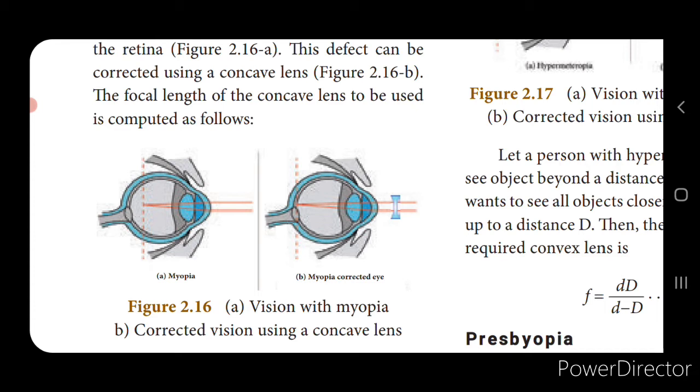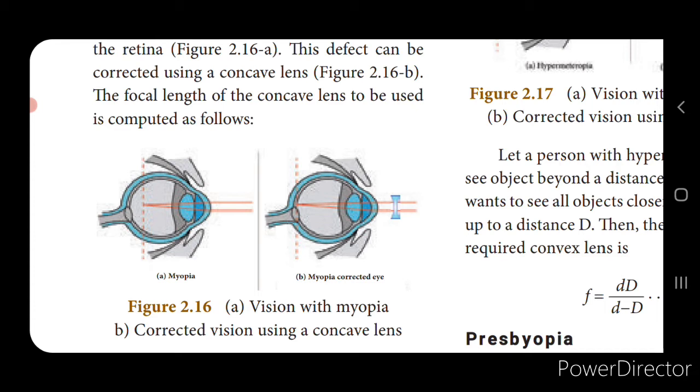Now how is it corrected? It is corrected using a concave lens. Now here in the picture you can see the concave lens, right? So the focal length of the concave lens is calculated using the formula, that is f is equal to xy divided by x minus y.